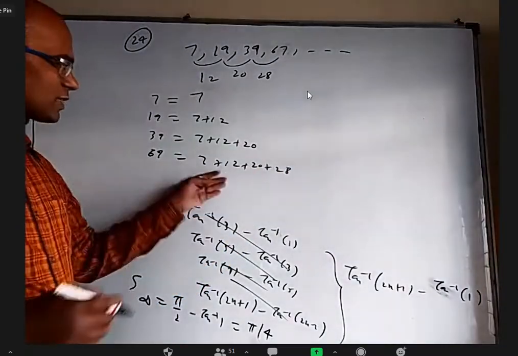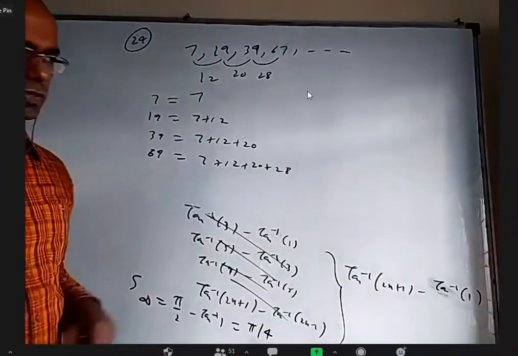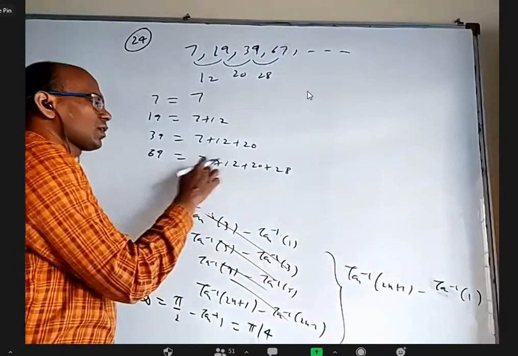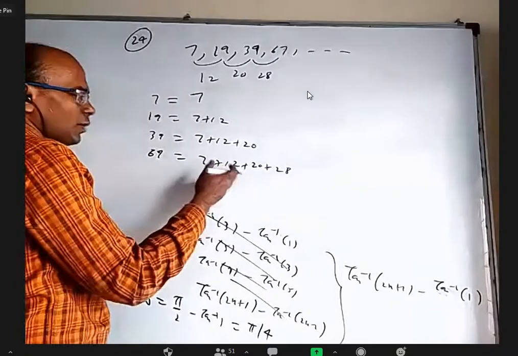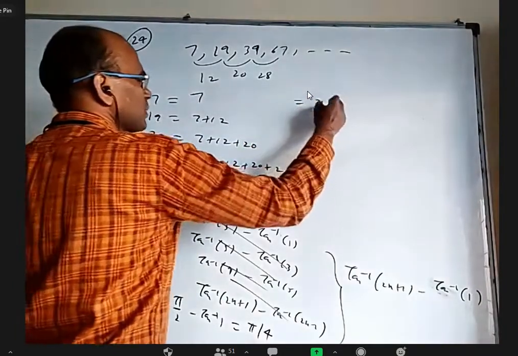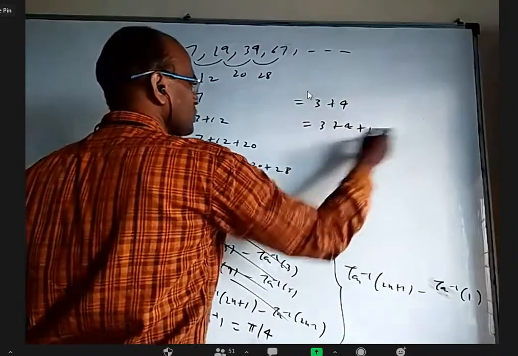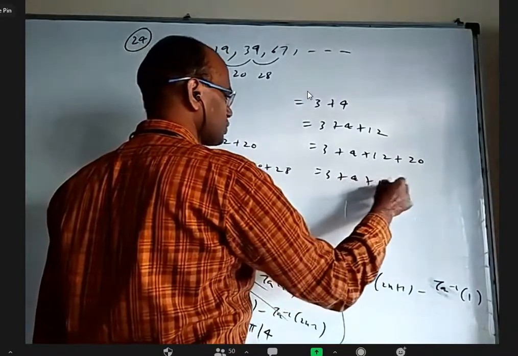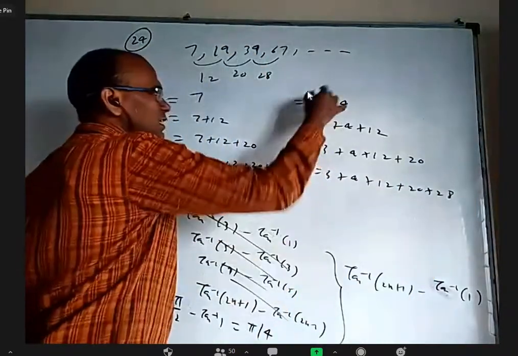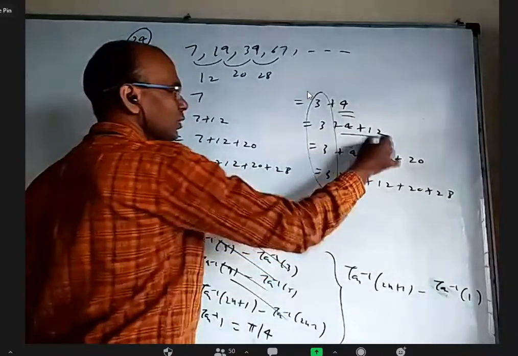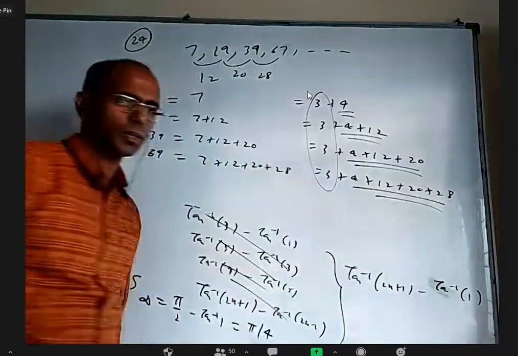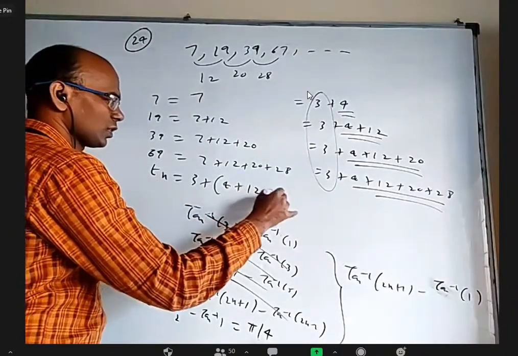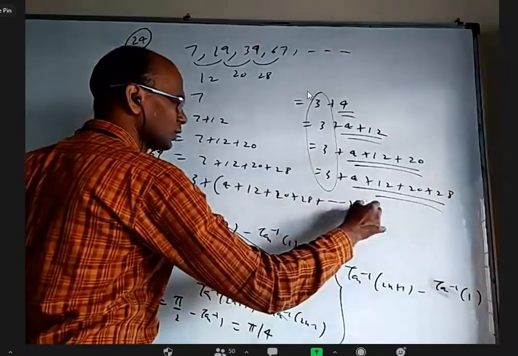Even though this is also like an AP itself, this gap is not matching with the other gaps. This gap is 8, this gap is 8, but this gap is 5. So I want the gap here also to be 8, so the number I expect here is 4. So I'm going to write 7 as 3 plus 4, this is 3 plus 4 plus 12, this is 3 plus 4 plus 12 plus 20, this is 3 plus 4 plus 12 plus 20 plus 28. Except for the 3, here one number of an AP, here two numbers of an AP, here three numbers, here four numbers. So the nth term will be 3 plus an AP of 4 plus 12 plus 20 plus 28 and so on up to n terms.